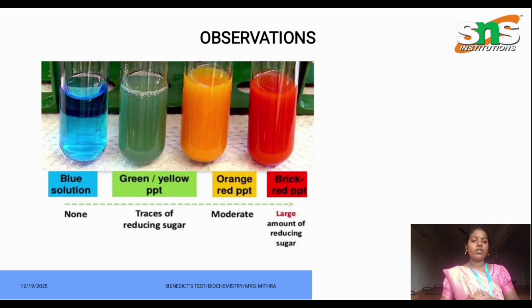And this is the overall observation where you could see that in the blue solution, no reducing sugar is present, in green only a trace amount of reducing sugar, in orange a moderate level of sugar, and in the brick red precipitate you could observe that a large amount of reducing sugar is present in the urine sample.